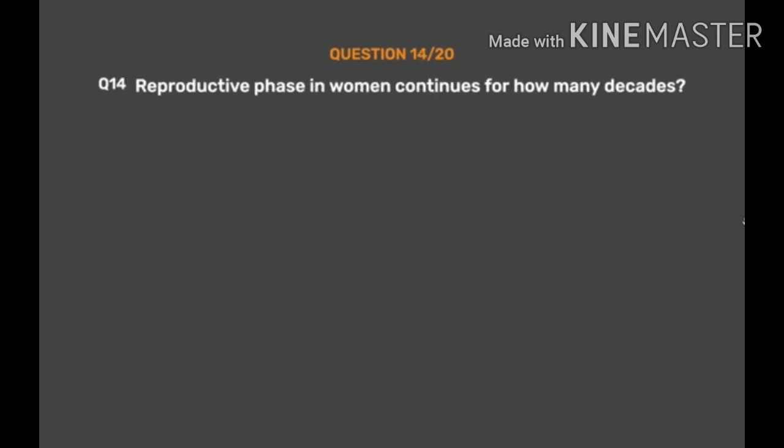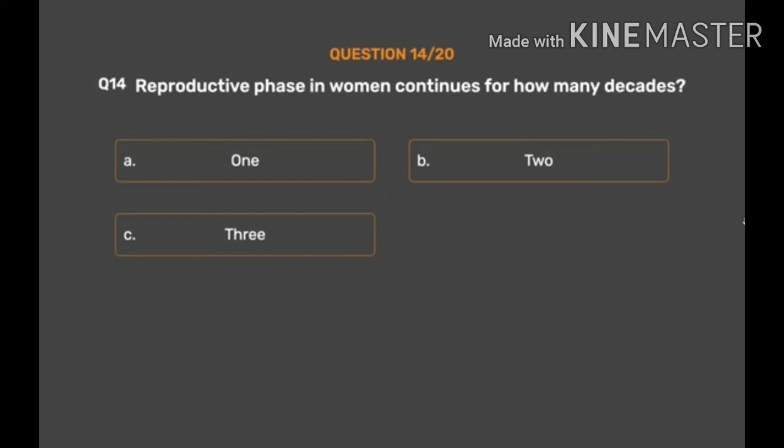Question number 14. Reproductive phase in women continues for how many decades? Option A, 1. Option B, 2. Option C, 3. Option D, 4. The correct answer is option D, 4.